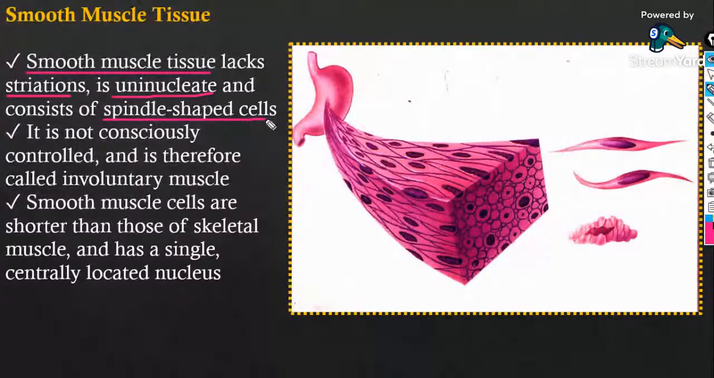Fusiform. Okay. Fusiform cells. It is not consciously controlled, that is, they are involuntary in nature. That is why they are called involuntary muscle. The smooth muscle cells are shorter than the skeletal muscle and have a single, large, centrally located nucleus. Okay, they have a single nucleus in the center. Is it clear? Yes. Let's move on.